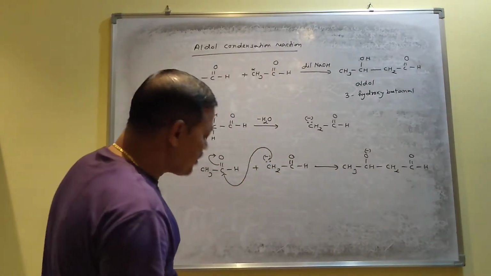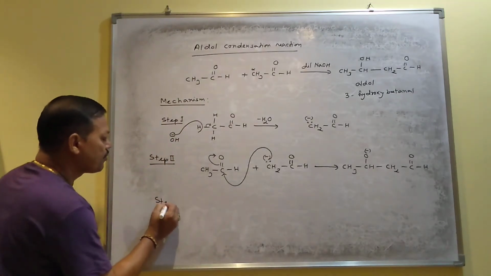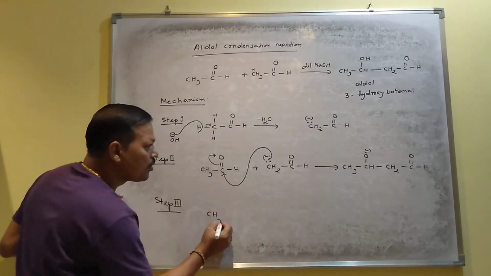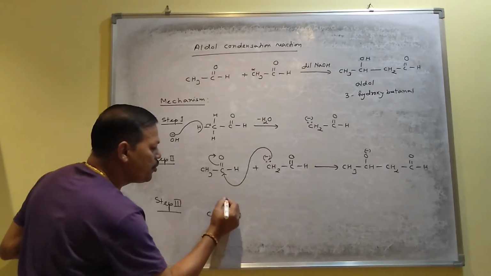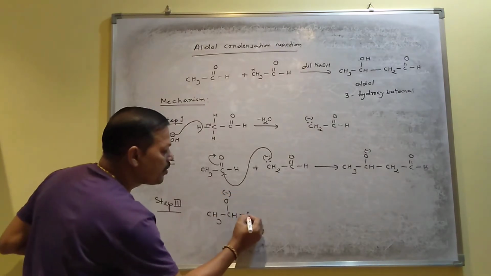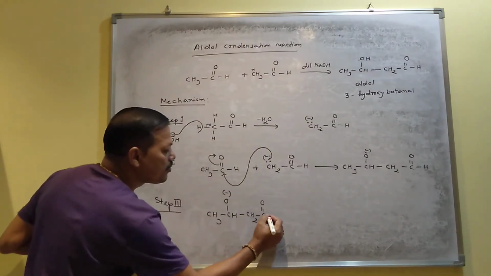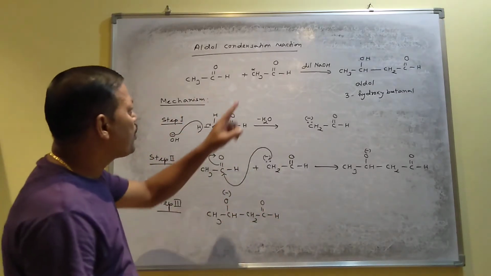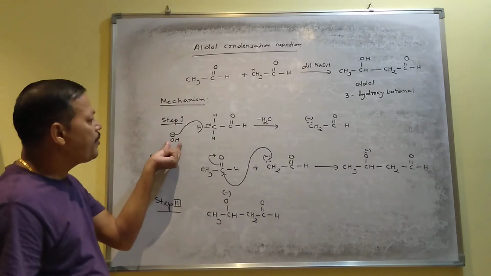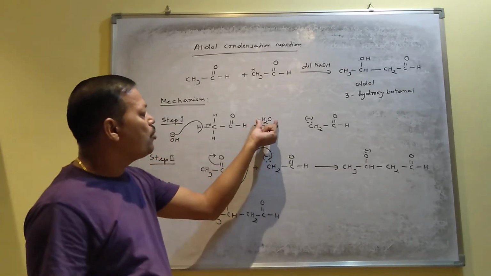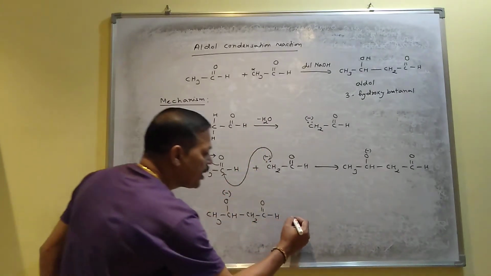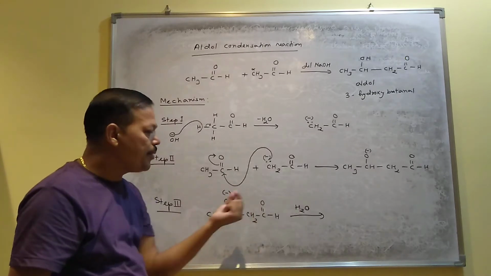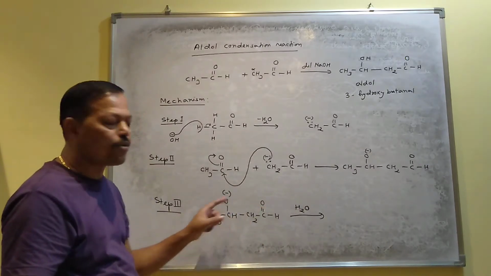After formation of this, in step 3, I write here the intermediate which is produced in the second step. As you know, sodium hydroxide is a catalyst. Catalysts do not become part of the product, but from the catalyst we have taken an OH minus ion, and that OH minus ion is now removed as water. That water again comes into this step, and from this water one H plus ion is removed, and that H plus ion will be joined with this oxygen.